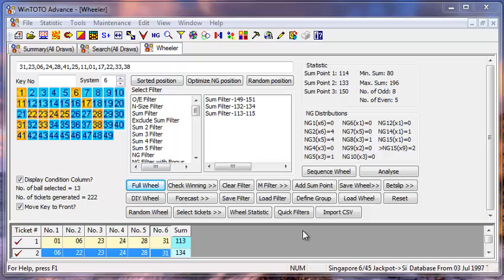I'd like to take this opportunity once again to remind all of you that the lottery game, the Toto game, is a game of probability, so it's always advisable to play within your means.